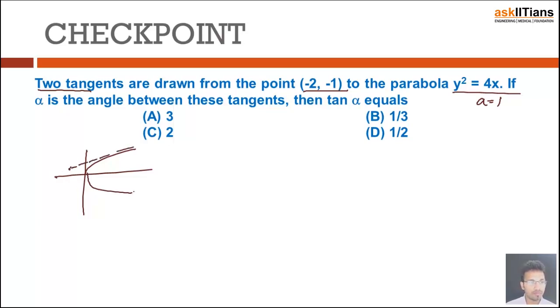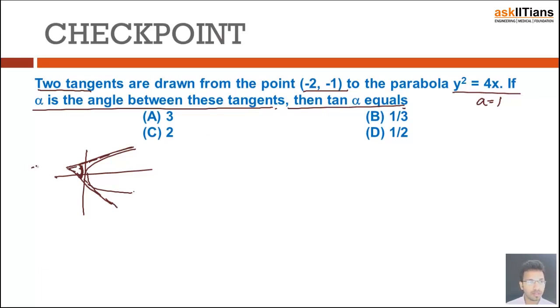So it will be, two tangents will be like this, and if alpha is the angle between these tangents, we are interested in finding tan alpha, that is the angle between the two lines. If I talk about two tangents as two lines, we are aiming at finding the angle between the two lines. First of all, we will see what we know.